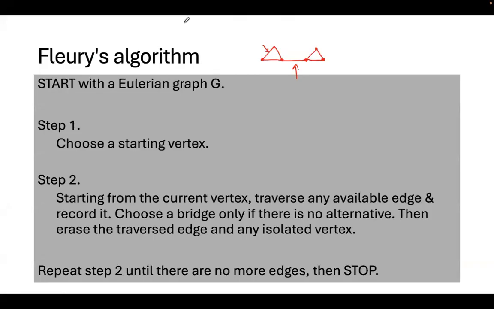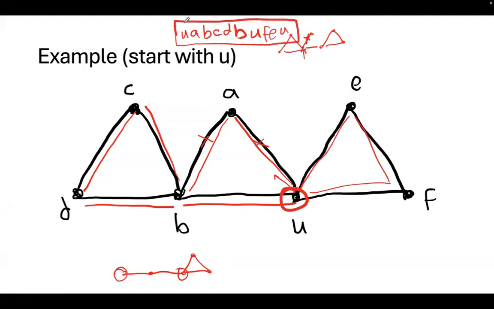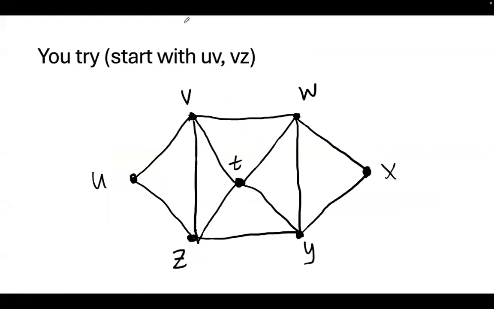Okay, so now you pull out paper and pencil. It's your turn. The only requirement is that you start with the edge UV and then VZ, just to narrow it down a bit.